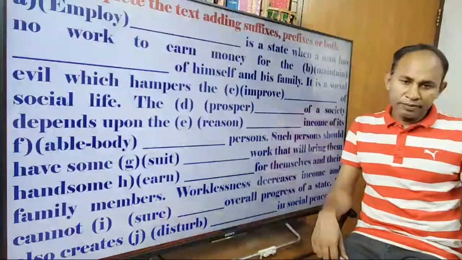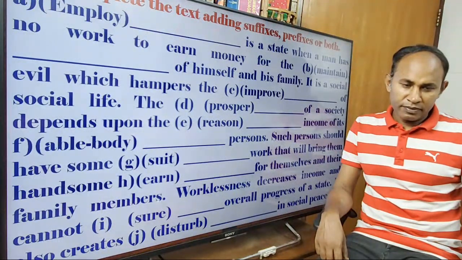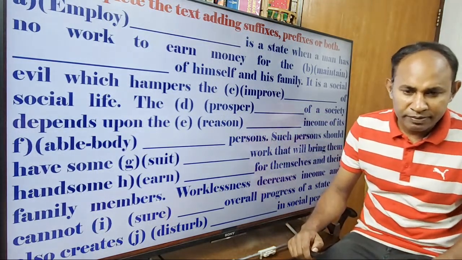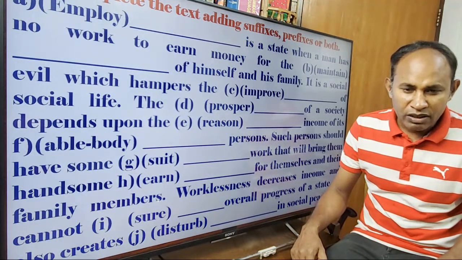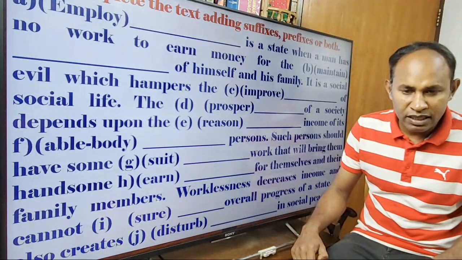Okay, write down your answer. So here you see unemployment is a state when a man has no work to earn money for the maintenance. So the first answer here is unemployment. That's good. Now, I'm sorry, your answer is not correct. You are writing maintenance with a wrong spelling. Maintenance. Thank you, your answer is correct. Maintenance.